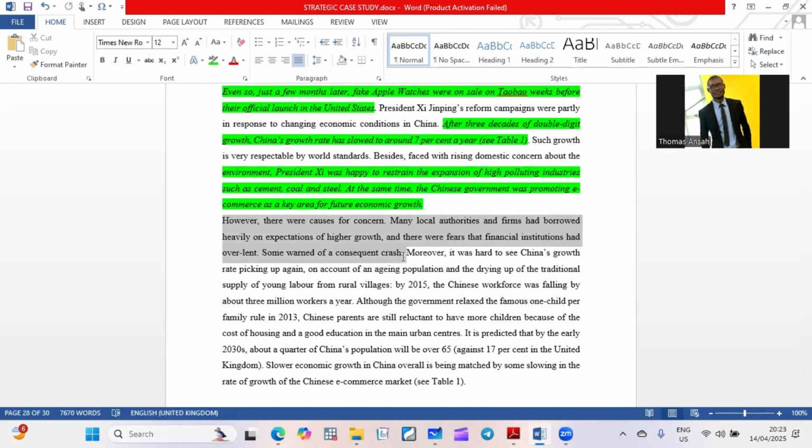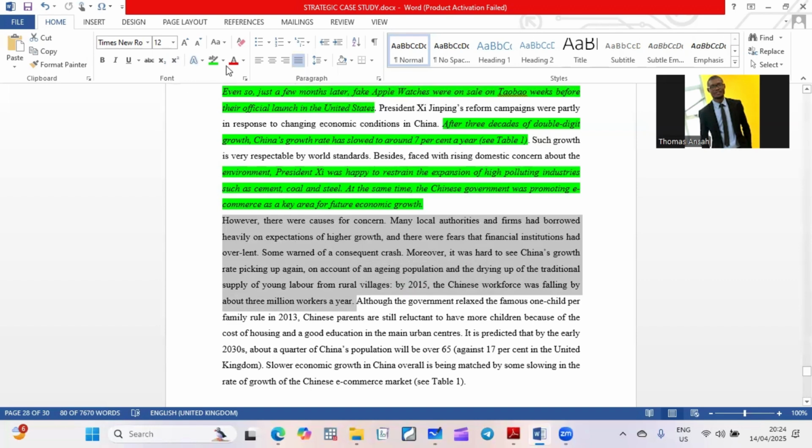Moreover, it was hard to see China's growth rate picking up again on account of the aging population and the drying up of the traditional supply of young labor from rural villages. By 2015, the Chinese workforce was falling by about 3 million workers a year. Which one is that? The workers part? Social. Yes, you see, demographics. So this is how you pick out the things. It is not your job to go and define what social is. You are picking it from the case.